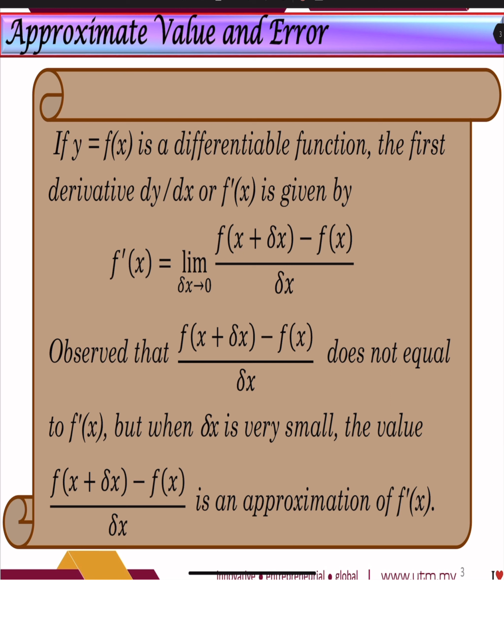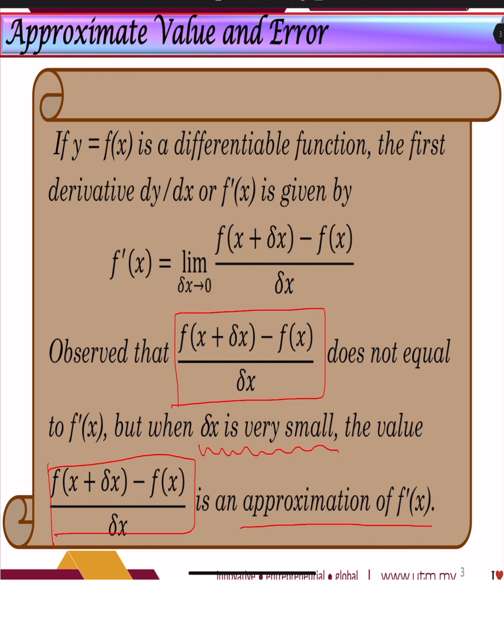So this is the formula that we know: f(x plus delta x) minus f(x) over delta x, where delta x tends to 0, meaning it tends to a small number. Observe that f(x plus delta x) minus f(x) over delta x does not equal f prime. However, if delta x is a very small number, the value of this formula can be assumed as an approximation of f prime x.